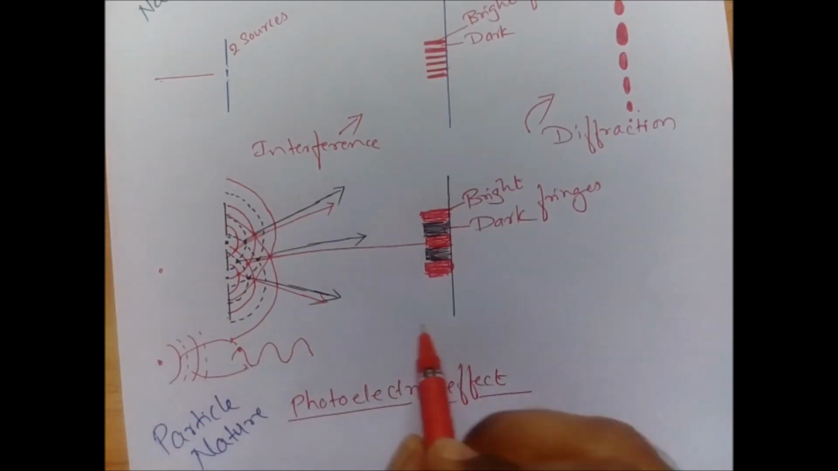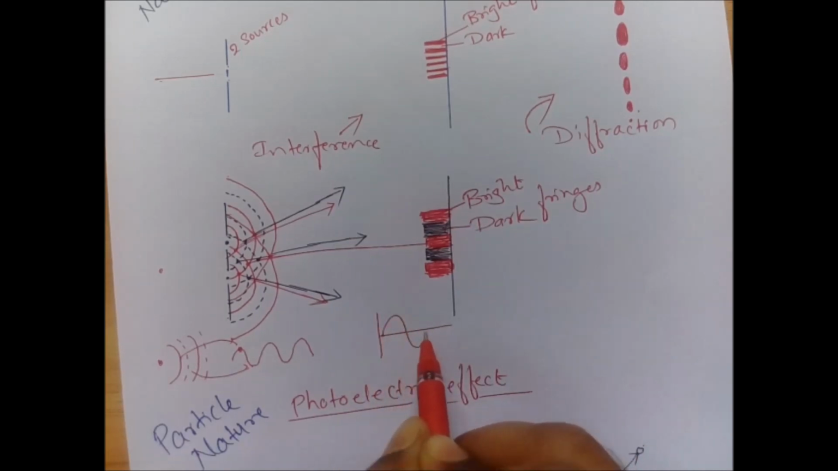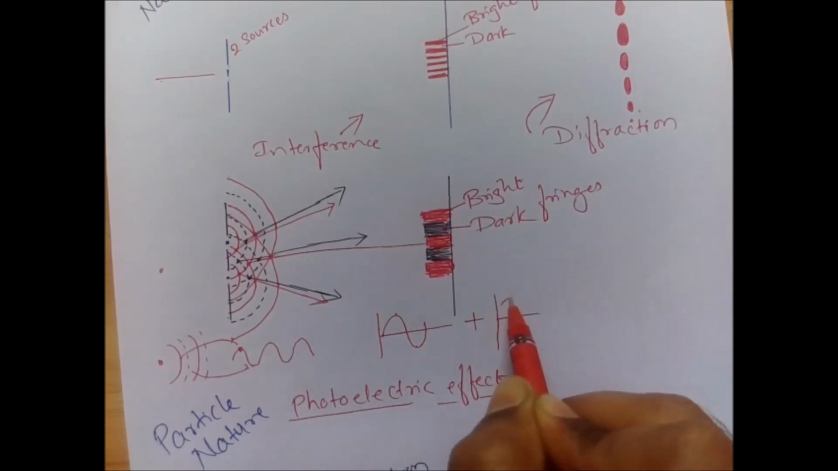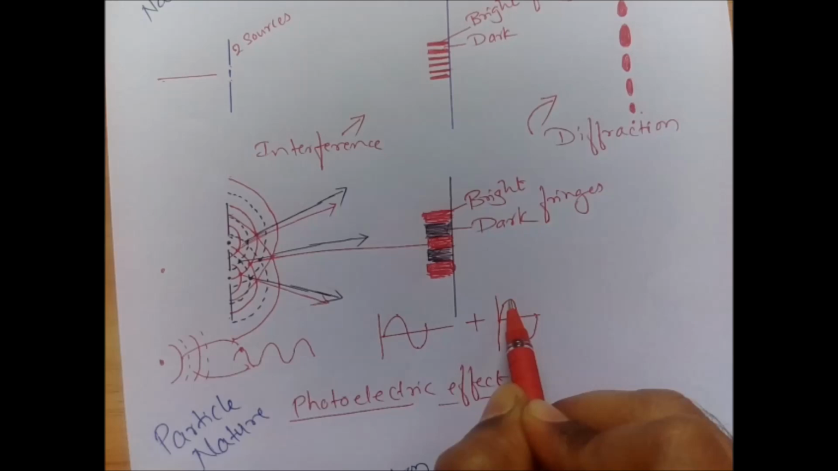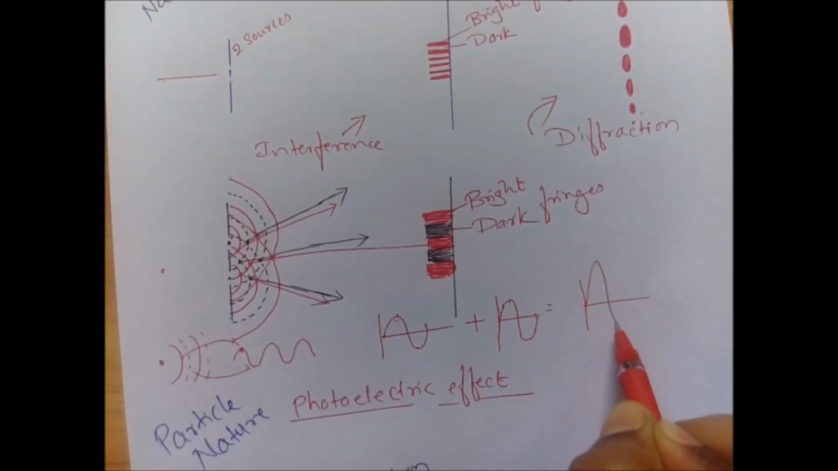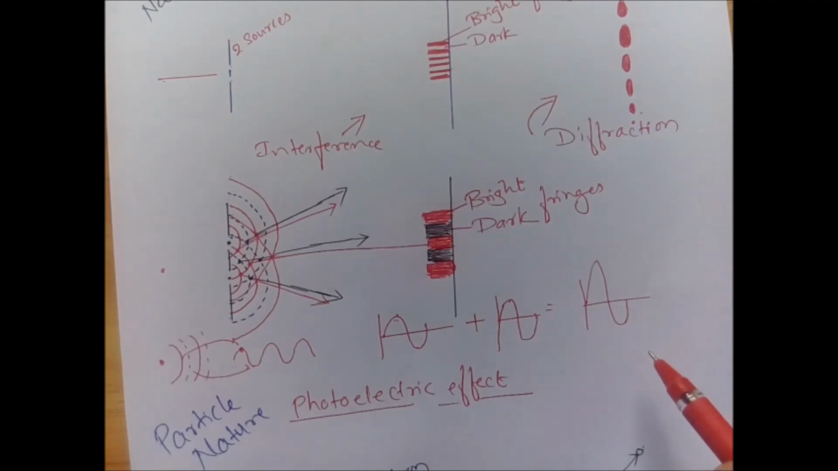So now, this is the wave, this is a crest and this is a trough. This is one wave. When this is interfered with another wave, what happens? This is a crest and this is a crest. When a crest falls on that, the intensity or the amplitude will increase.